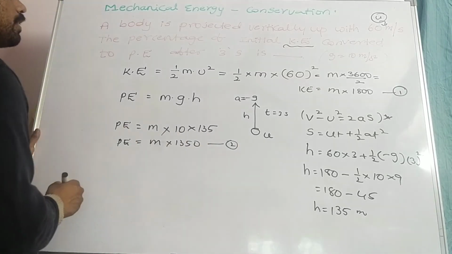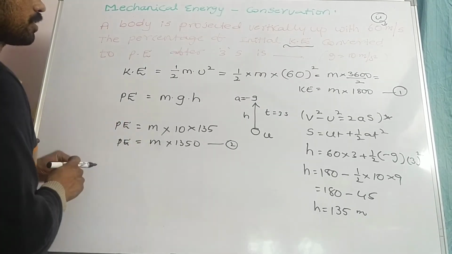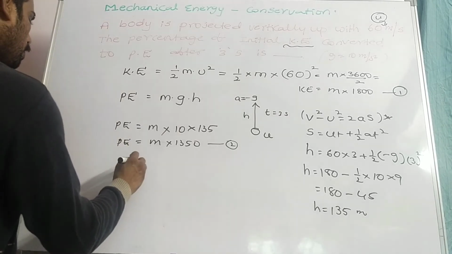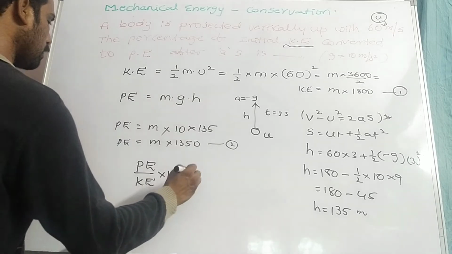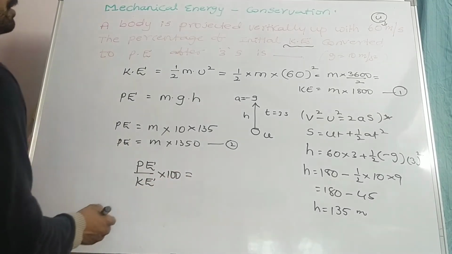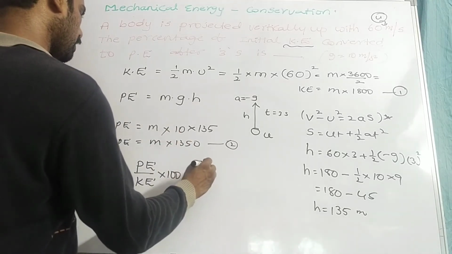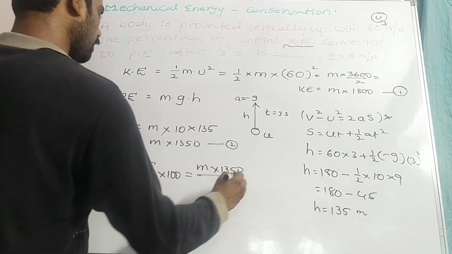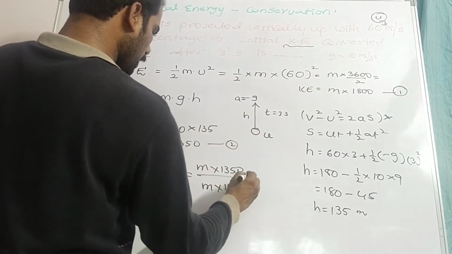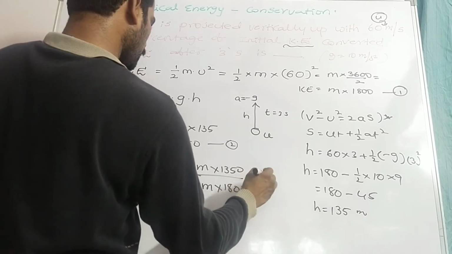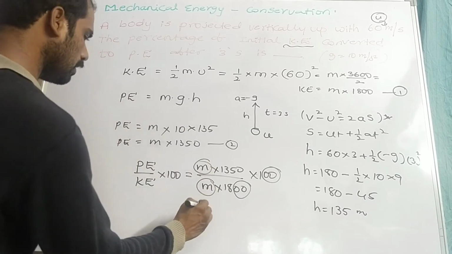Now we have to find the percentage of initial kinetic energy converted to potential energy. So potential energy by kinetic energy into 100 is equal to the percentage. That is m into 1350 by m into 1800 into 100. The zeros cancel, and of course m gets cancelled.